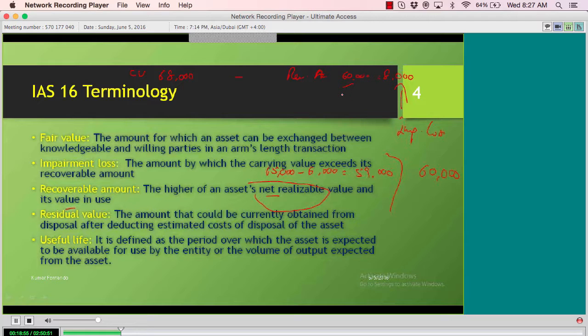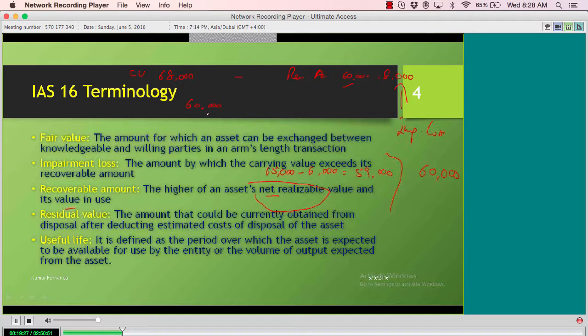So the carrying value was 68. The recoverable amount is the higher of the two; net realizable value is 59, value in use is 60. The difference, we consider as an impairment and write it off. So now the asset will appear not at 68, it will appear at 60. So after 2 years, it will now appear at 60.